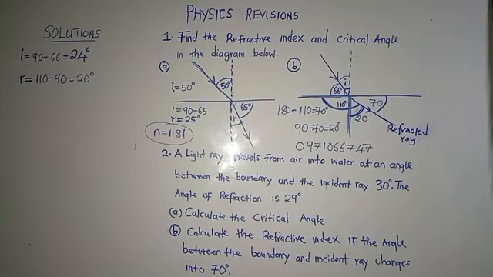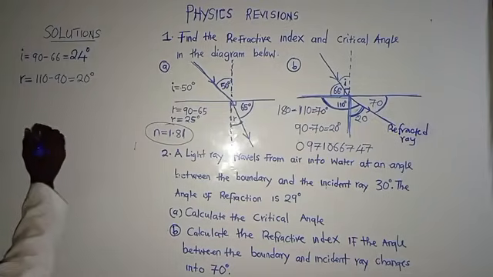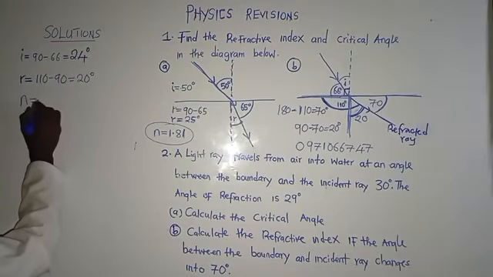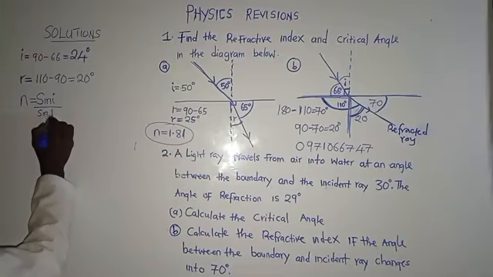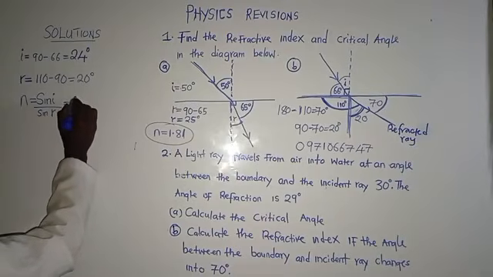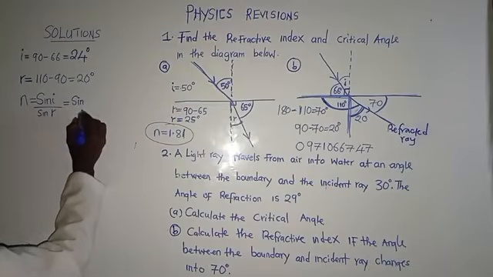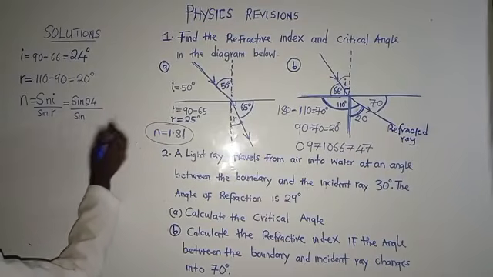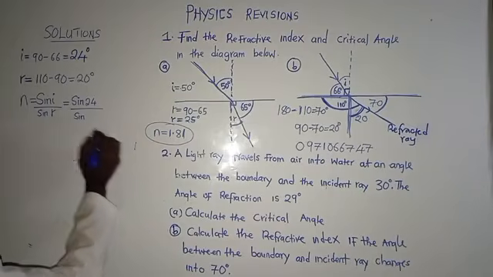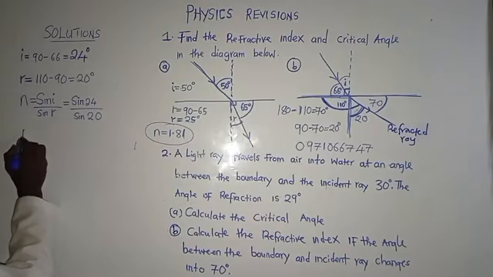So the angle that we want to get now, the angle of refraction, is 20. So now we go to the formula. The refractive index is given by the formula sine i over sine r. The angle of incidence is 24, over sine r, which is the angle of refraction. The angle of refraction is 20. So what is our answer there?